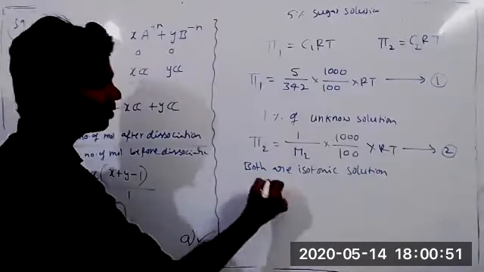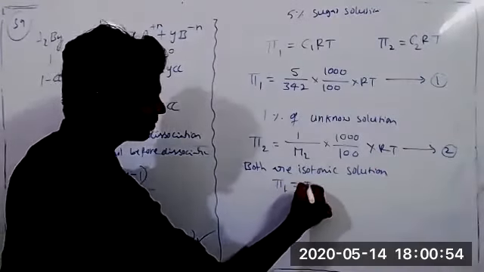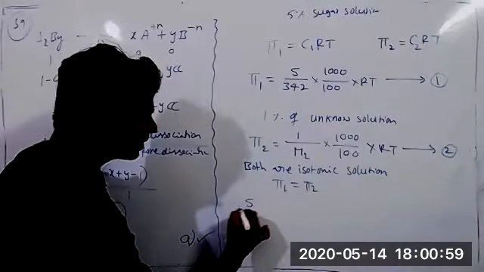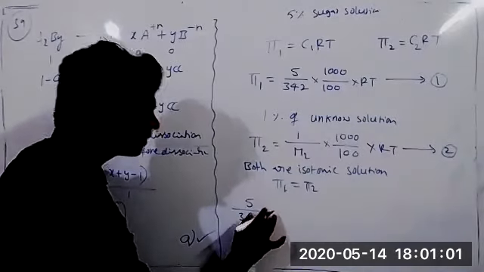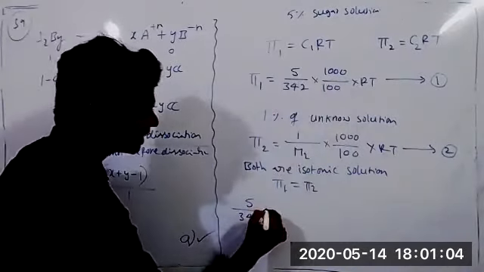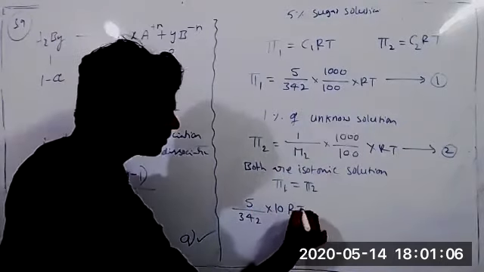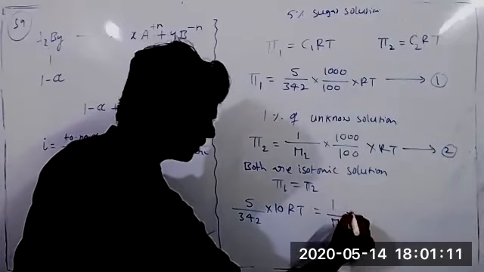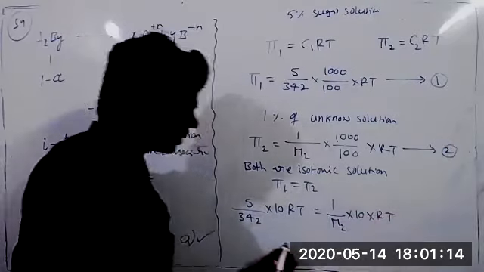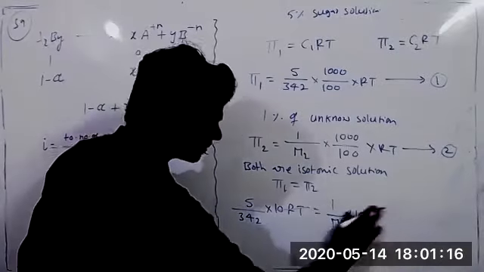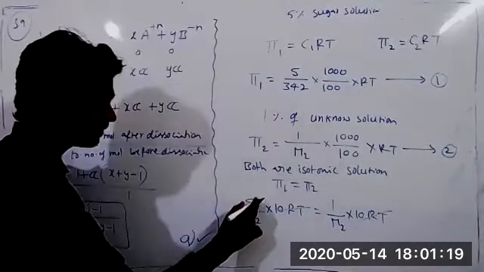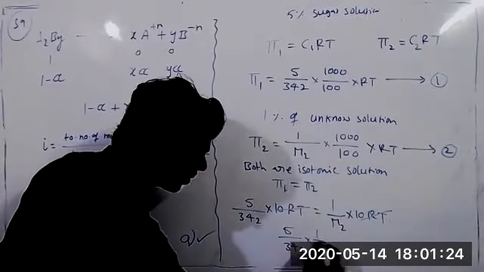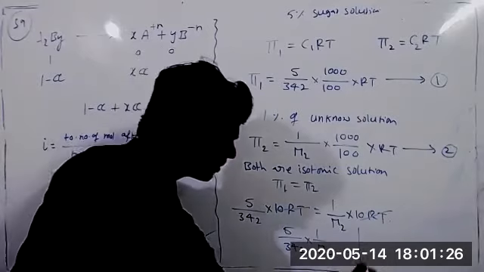That means phi 1 is equal to phi 2. Now equate this and this. 5 by 342, 1000 by 100 means 10 into RT is equal to 1 by M2. This is also into 10 RT. So here also 10 RT cancel. Then left is 5 by 342 into 1 by M2. So calculate now M2 value.